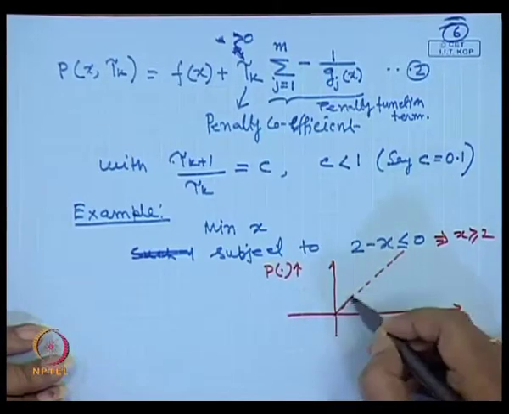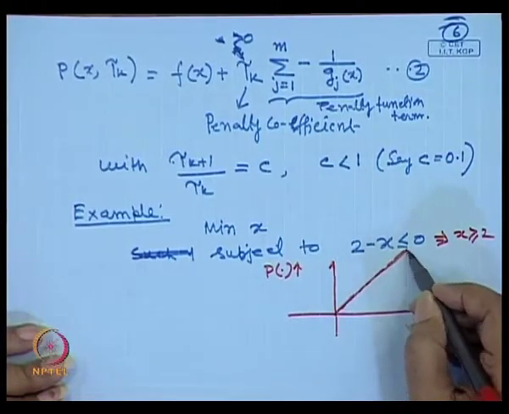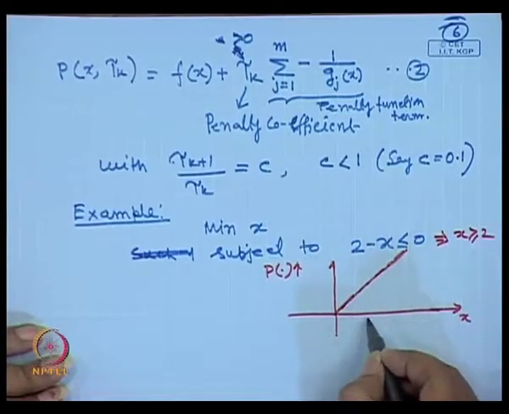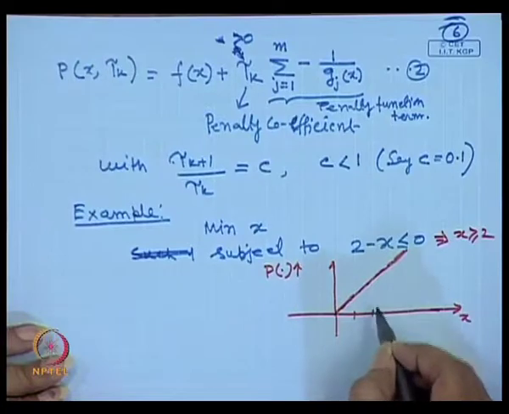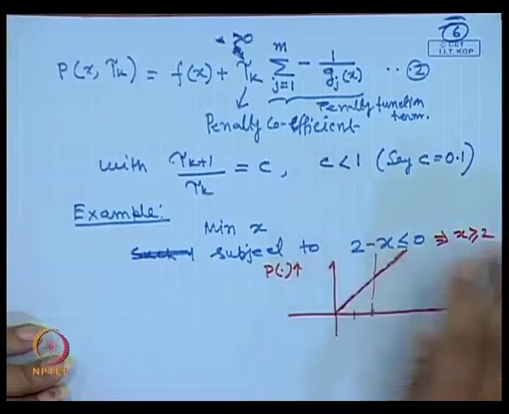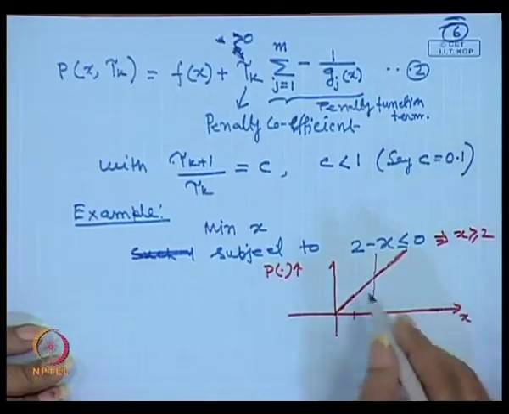So, I will just write the remarks on that. So, that is the basic idea of using the interior penalty function method. So, now remarks.